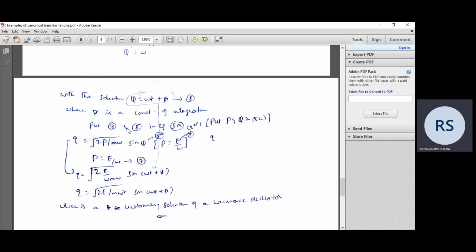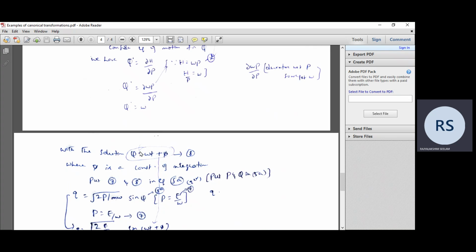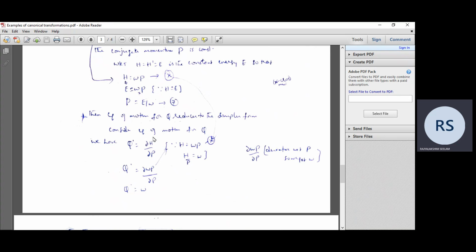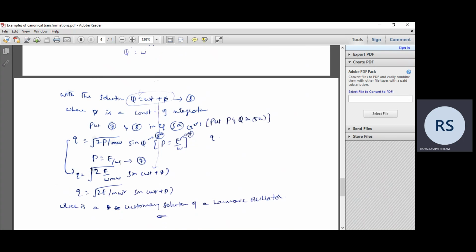So let us substitute 7 and 8. The Q value is equation number 8, and we have P equals E by omega. Let us substitute 7 and 8 in equation number 5a. This is equation number 5a: q equals root of 2P by m omega into sin Q. And P equals E by omega, which is equation number 7, so we substitute P equals E by omega.